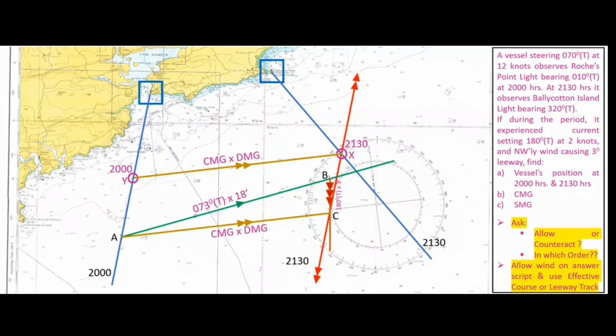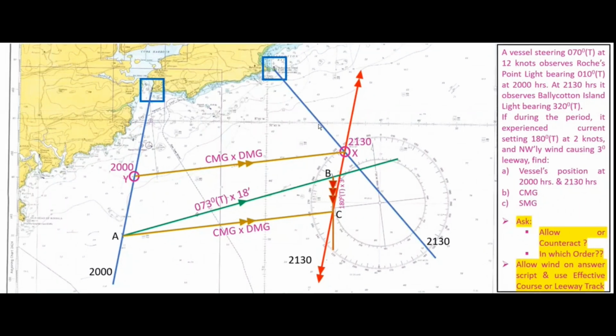So I hope with these examples, the concept of transferring position line is clear. Just have a good look at the plot as well as at the question. Let me know if you have any doubts anywhere.